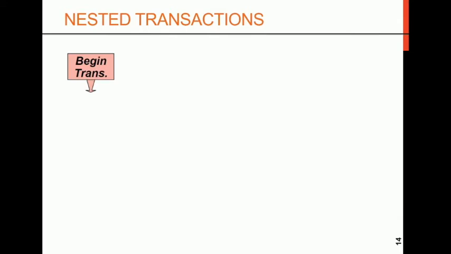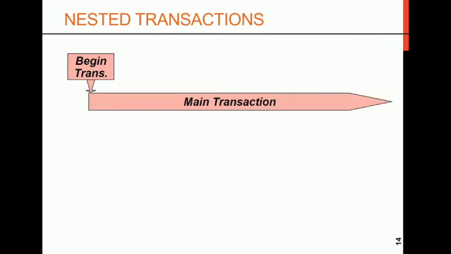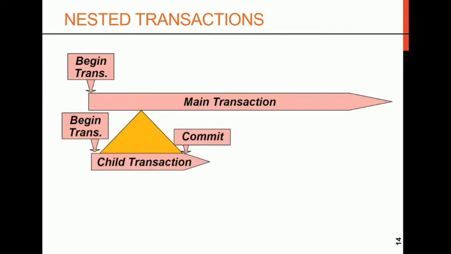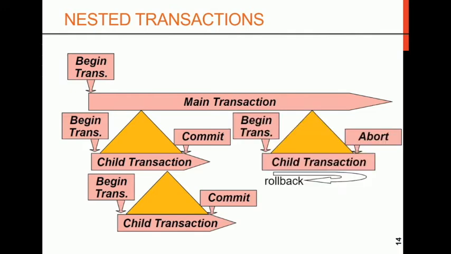So this is what a nested transaction might look like. I start a parent transaction, and then within that, I have several children transactions. The first two have completed successfully, but the third one here has had to abort. It's had to roll back to its initial state for whatever reason.